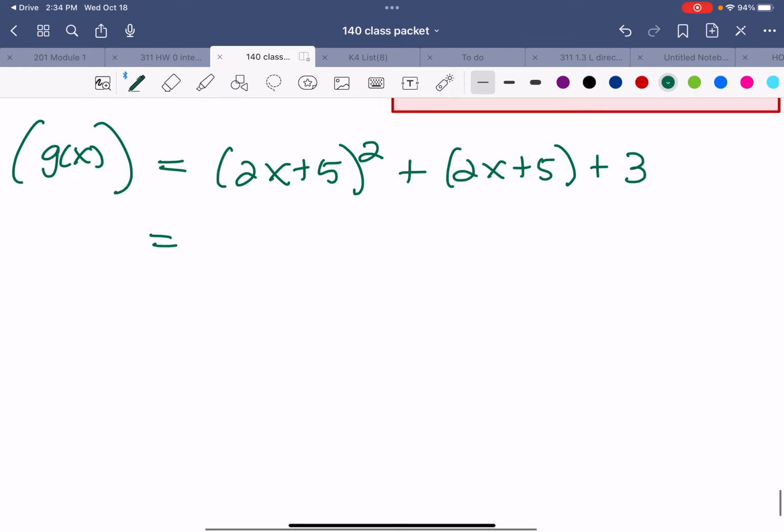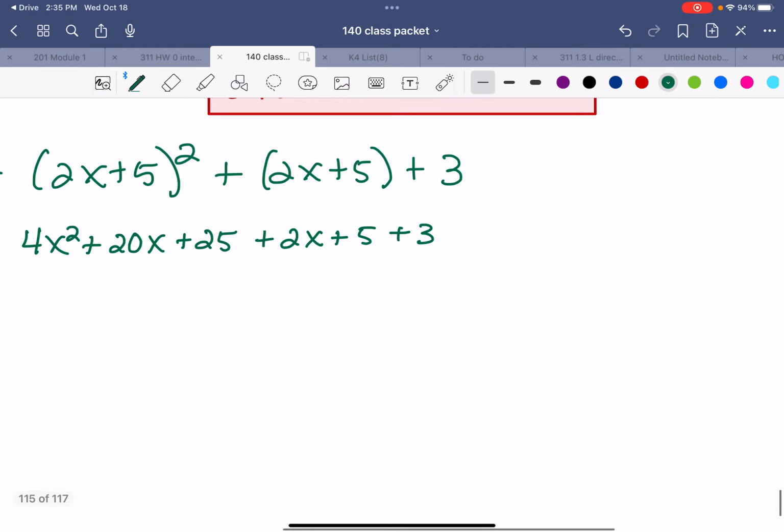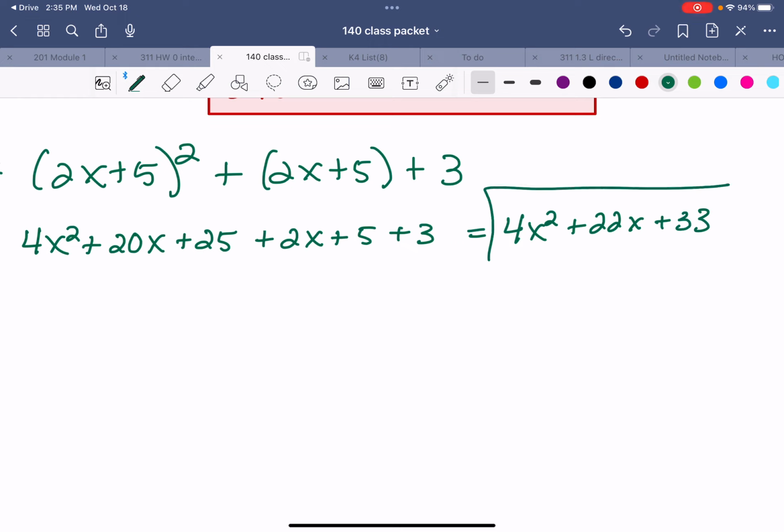All right, we're going to go ahead and expand this one because we're only squaring a binomial. This will give me 4x squared. Multiply the 2 and 5 and double: 5 times 2x is 10x, double it to 20x, plus 25. If that's tricky for you, go ahead and write that out and FOIL it. And then we can drop the parentheses because there's nothing to distribute, and combine our like terms. So we're going to get 4x squared plus 22x plus 33 as our constant term. Okay.